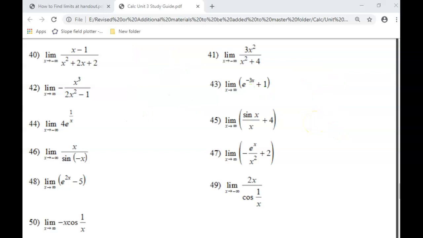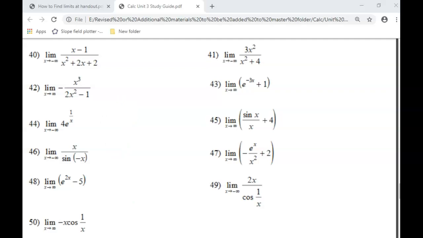All right, let's go ahead and take a look at number 44. Plugging in the infinity, I get 4e to the 1 over infinity. One of the things we talked about in class is that when you have 1 over infinity, that's the equivalent of 0. And so anything to the 0 power is 1, and so 4 times 1 is 4. Well, you know, another 4 answer.